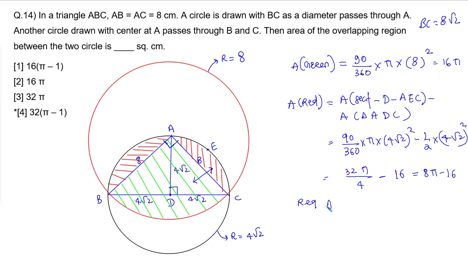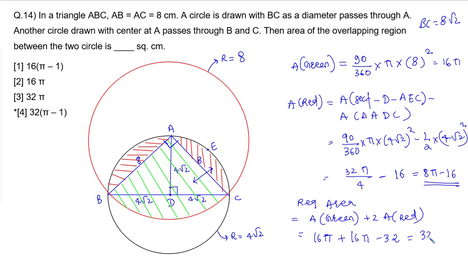Then the finally required area is equal to the area of the green region plus 2 times the area of the red region. So now the area of the green region is 16 pi, and 2 times the area of the red region is equal to 2 times 8 pi minus 16, that is 16 pi minus 32. So the answer is 32 into pi minus 1. 32 pi minus 1, that is option number 4.